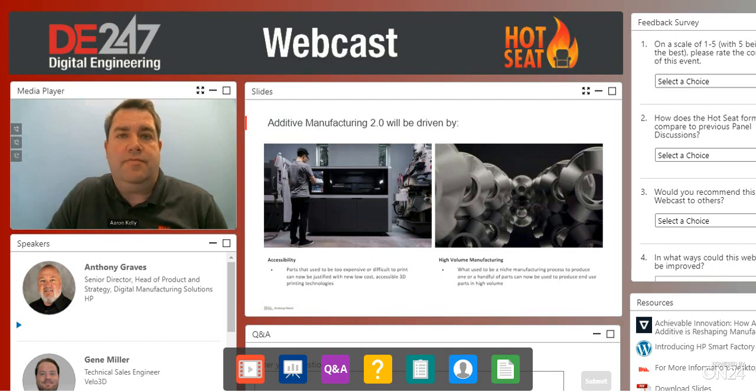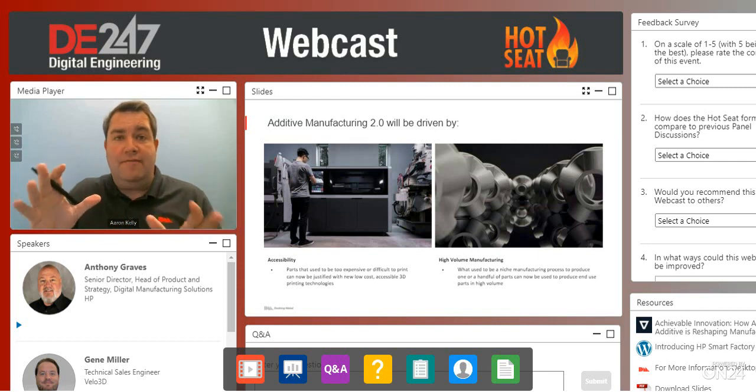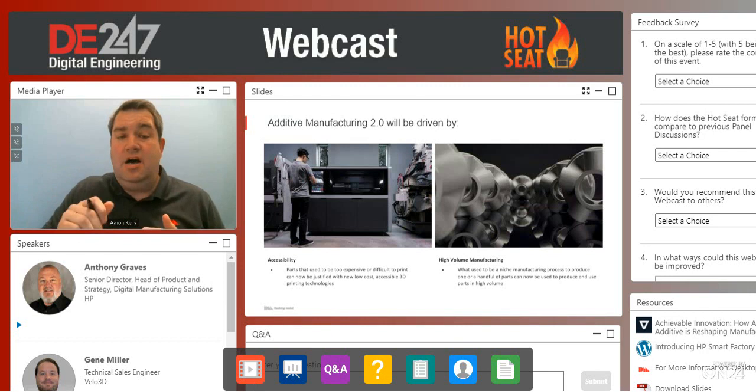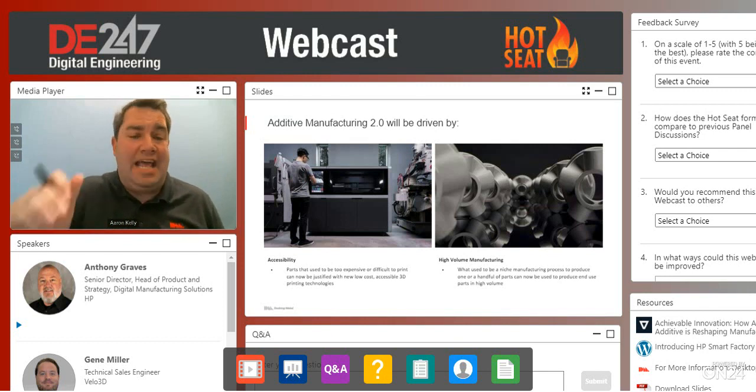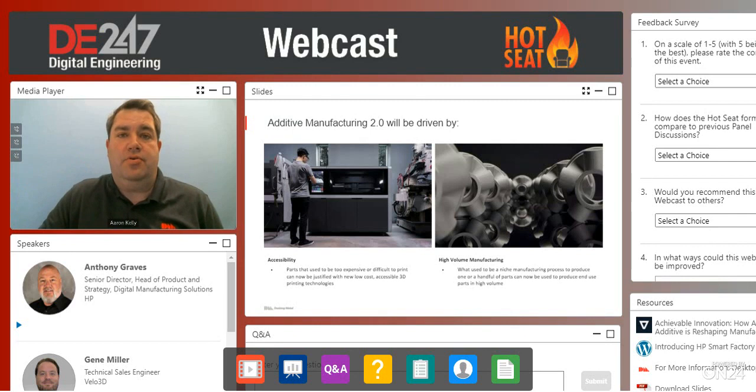What used to be a niche manufacturing process to produce one or a handful of parts can now be used to produce end-use parts in high volume. When I say high volume, we're talking about dozens, hundreds, thousands, even tens of thousands of parts printed per day. This all depends on material and part size, but we're talking about volume production. This is a game changer, and I'm sure many of the attendees are not aware of the changes and the capabilities that now exist in additive manufacturing, especially in terms of speed and throughput.